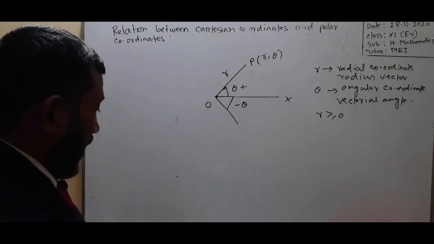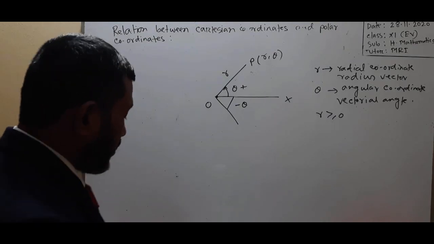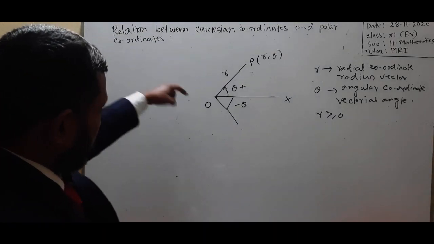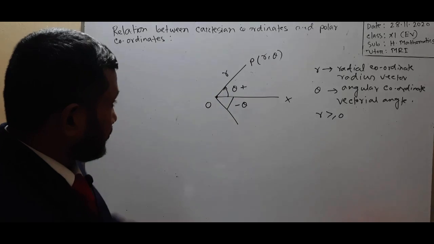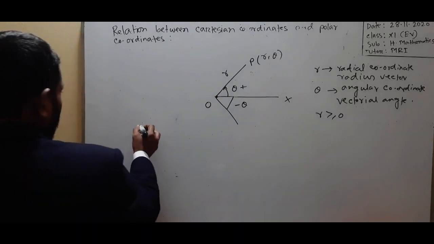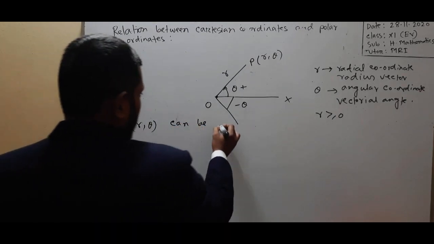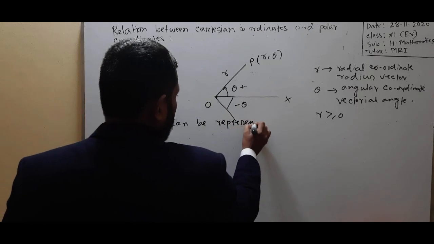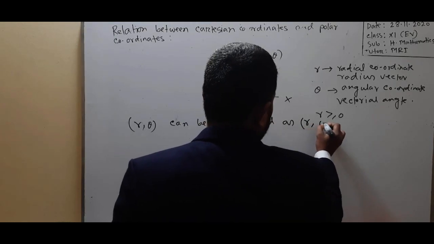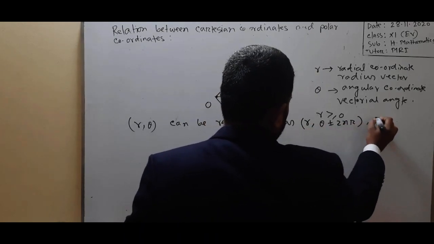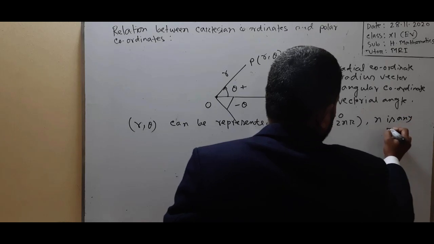So any single point can be expressed with an infinite number of coordinates, because OX can be rotated around the pole infinite times. So (r, theta) can be represented as (r, theta plus or minus 2n pi). Here n is any integer.